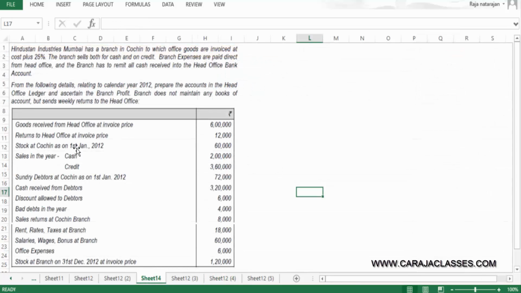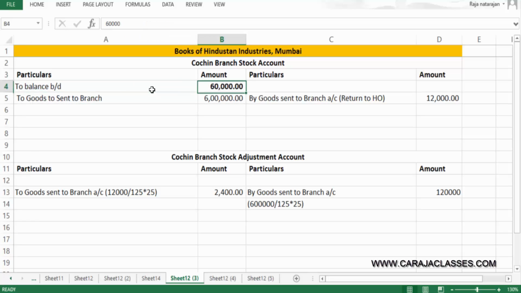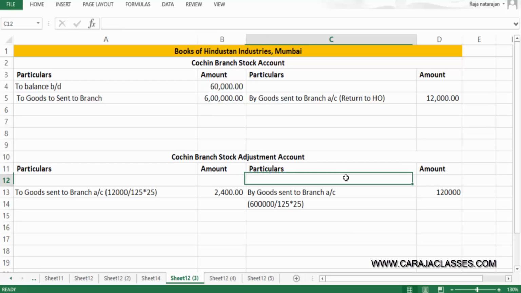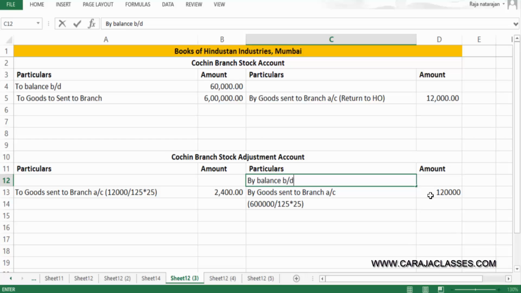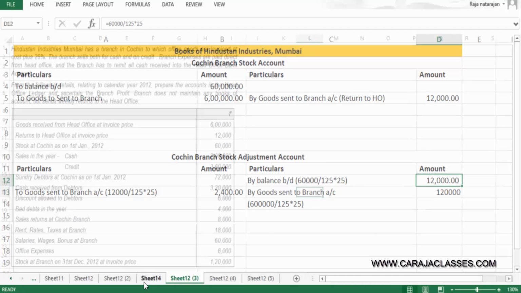Coming to the third item, stock at Cochin as on 1st Jan 2012 is 60,000. So this is the opening balance. So here we have to say to balance brought down, it is 60,000. Now this opening balance will also have profit. That profit we have to remove here, or we can directly take it to the credit of Cochin branch stock adjustment account, where we'll say by balance brought down, and it's simple. It is 60,000 divided by 125 multiplied by 25, we have this 12,000. So that is also taken care of.